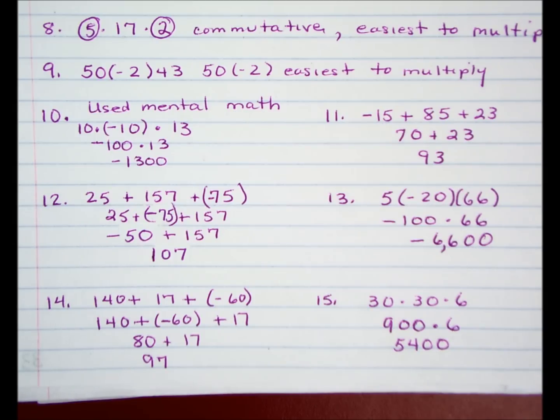And then the last one, 30 times 6, and 30 times 30 would be 900, times 6 would be 5400. So that is using the properties.